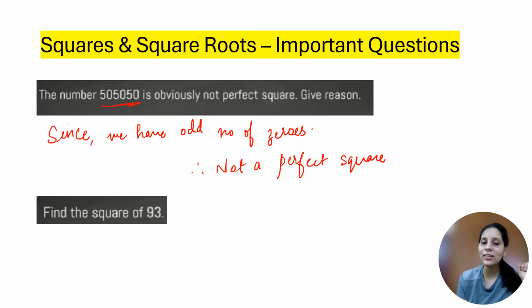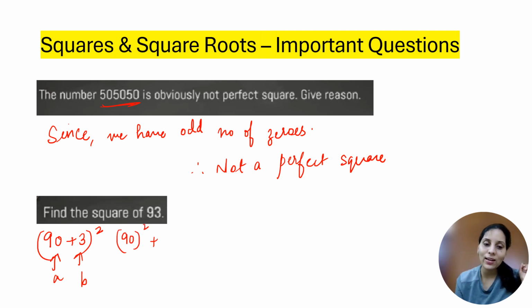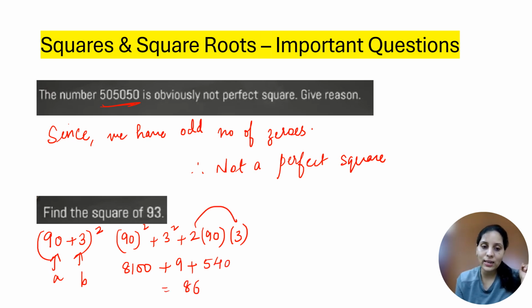Now next one, find the square of 93. Here I am going to tell you two methods to find the square. First, 93 can be written as (90 plus 3) whole square. Now we can assume this to be A and this to be B. This is in the form of (A plus B) whole square, which is A square plus B square plus 2AB. So 90 square is 8100, plus 3 square is 9, plus 2 into 3 into 90, that is 6 into 90, which is 540. So finally we get 8649. So this is the normal method.